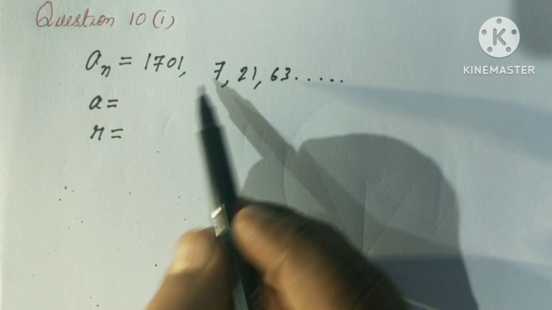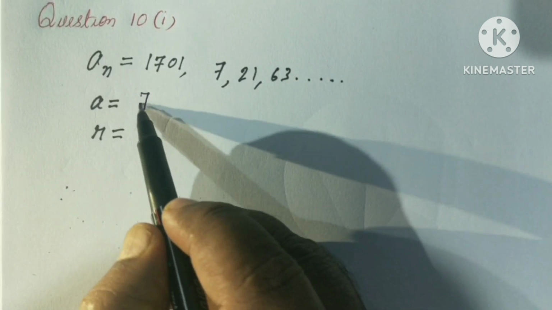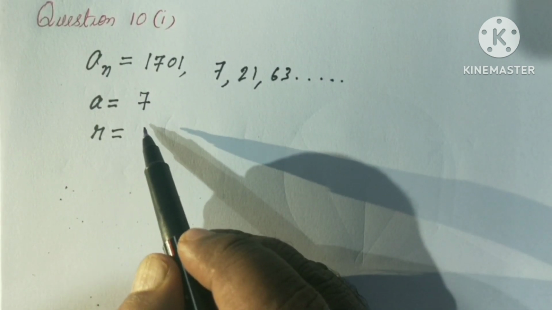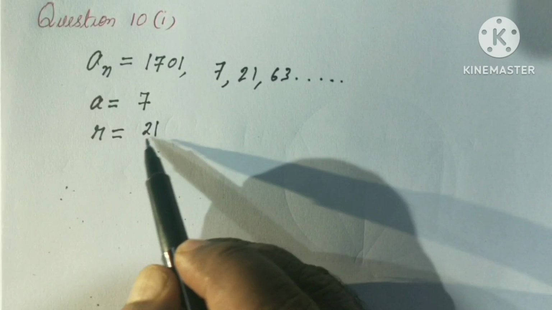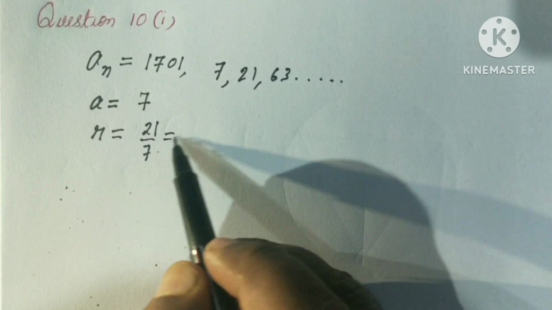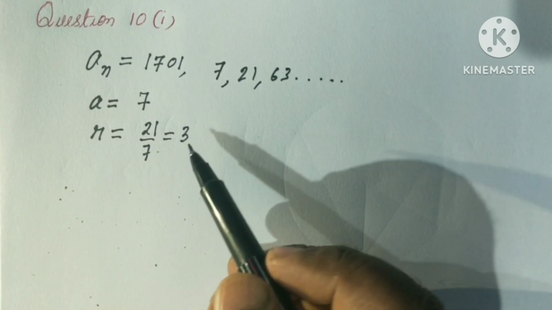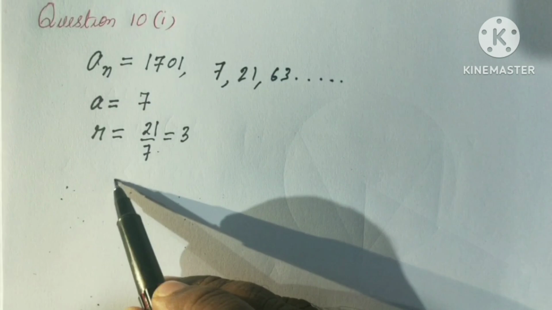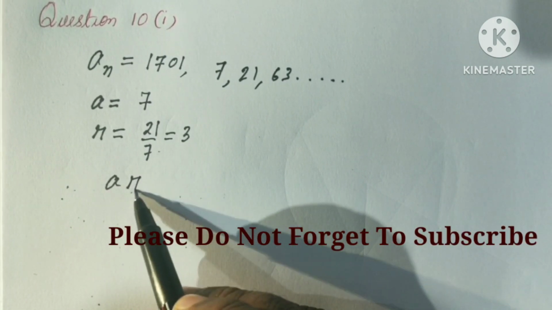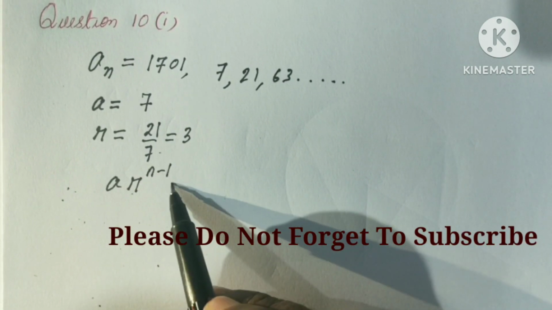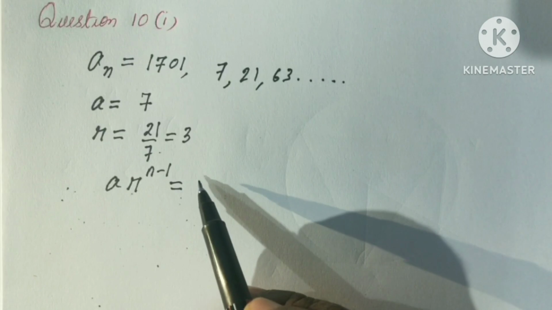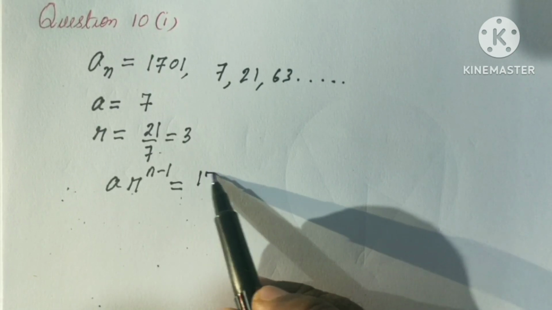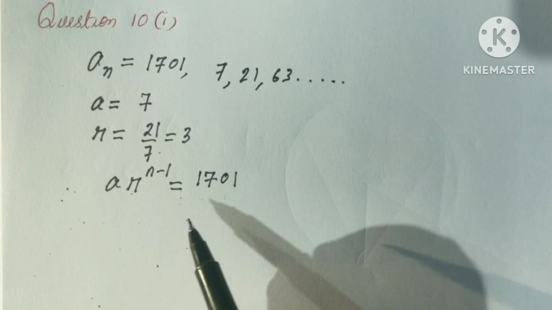A will be 7, R is, that is 3. Now A R to the power n minus 1 is equal to 1701.